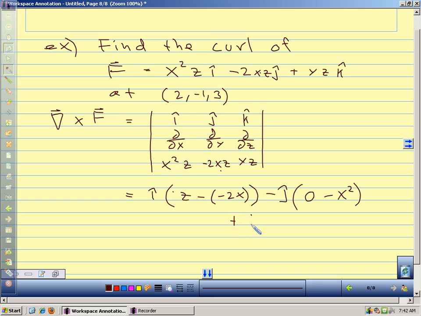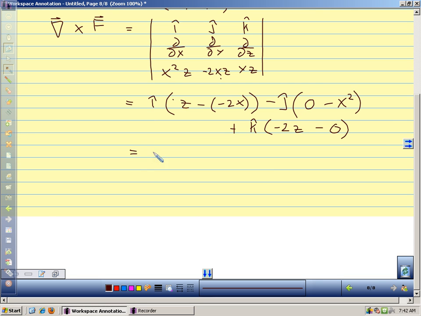Plus k times d/dx of minus 2xz, we get minus 2z, minus d/dy of x squared z, which is 0. So finally we get (2x plus z) i plus x squared j minus 2z k.